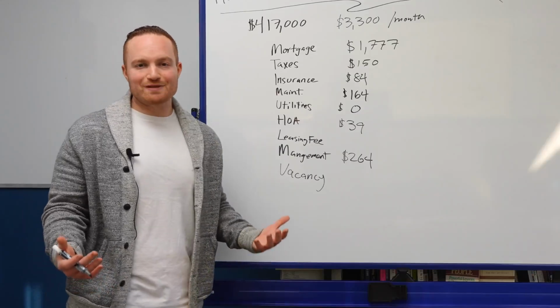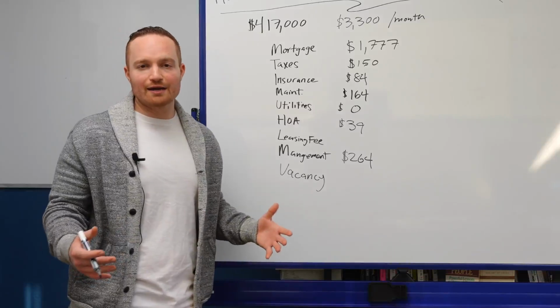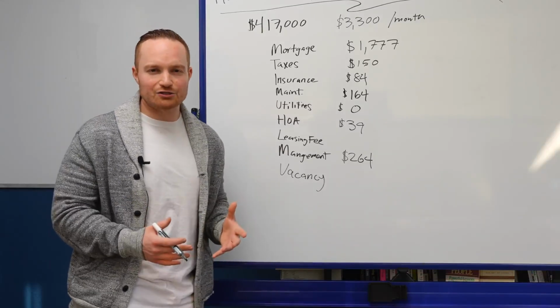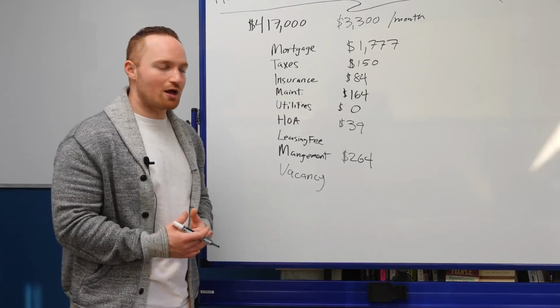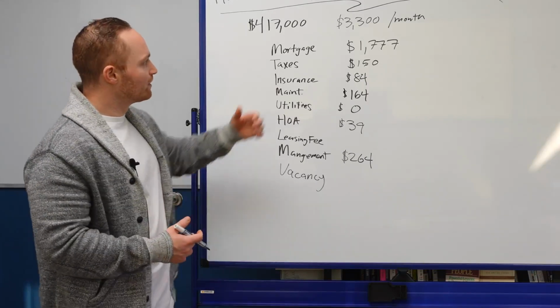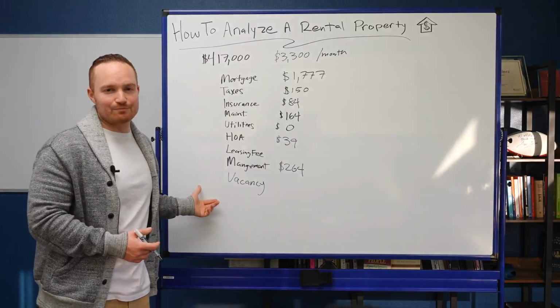And last but not least, we have our vacancy. So like I mentioned, a property is not going to be occupied all the time. So you're going to need to factor in some of the days of the year, some weeks, maybe even some months of the year where it's not occupied and not producing rent. So we simply take our gross income and multiply it by about 8%.